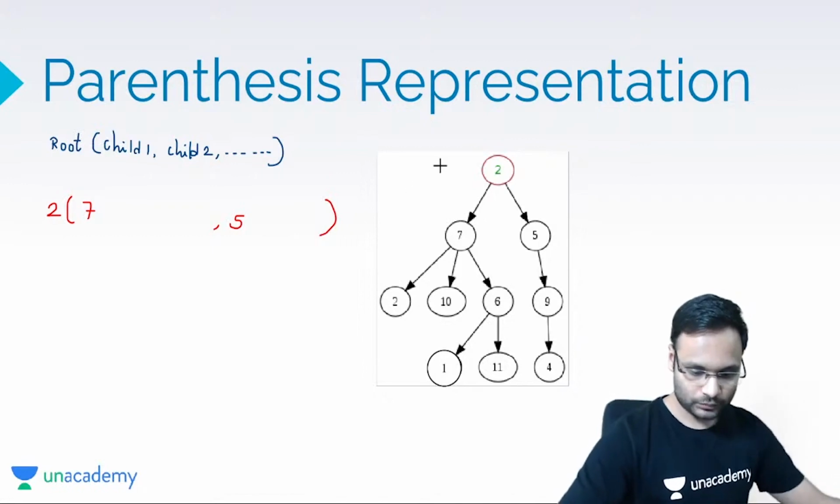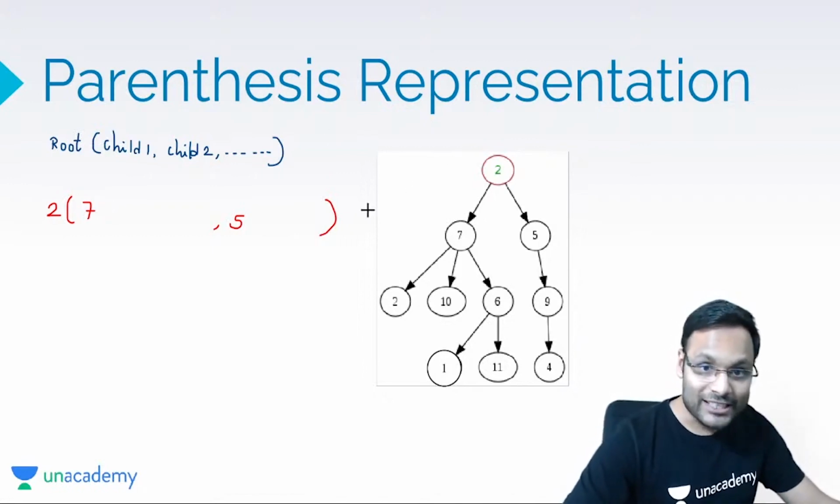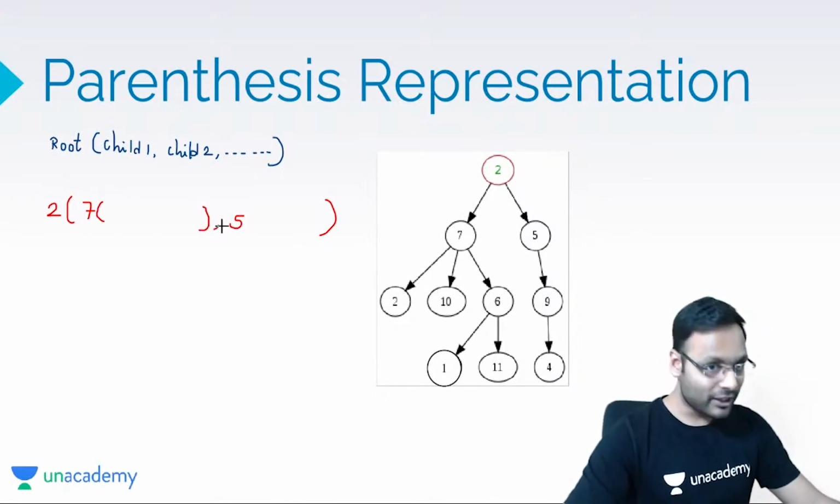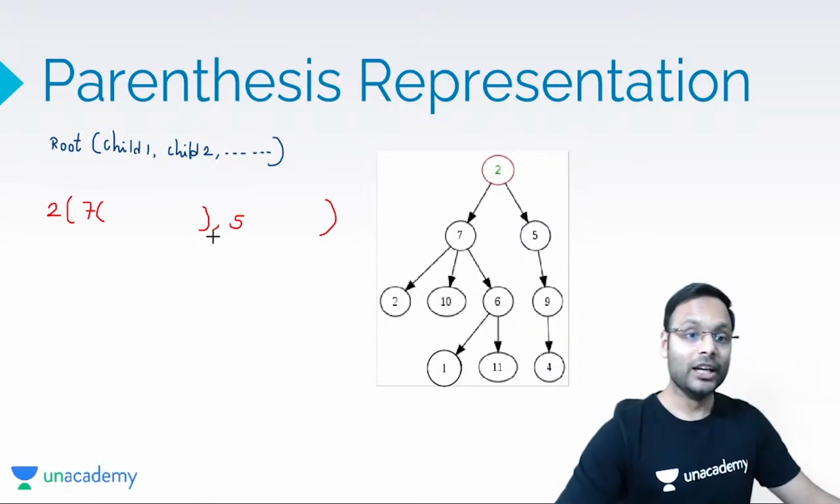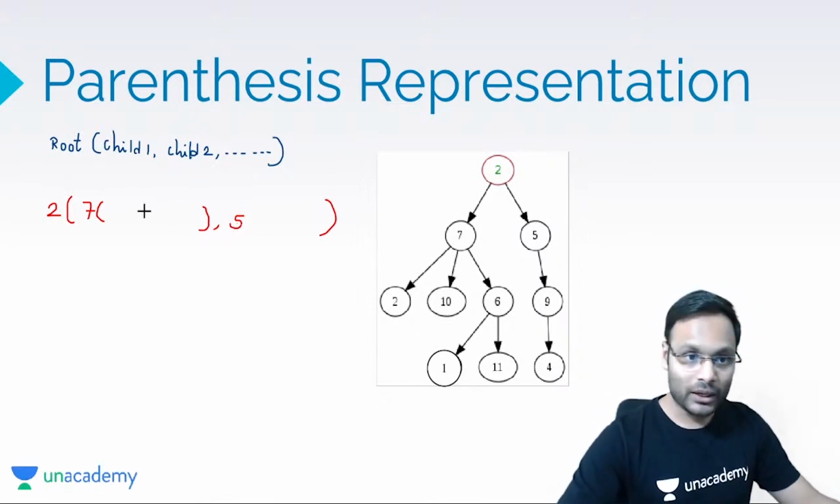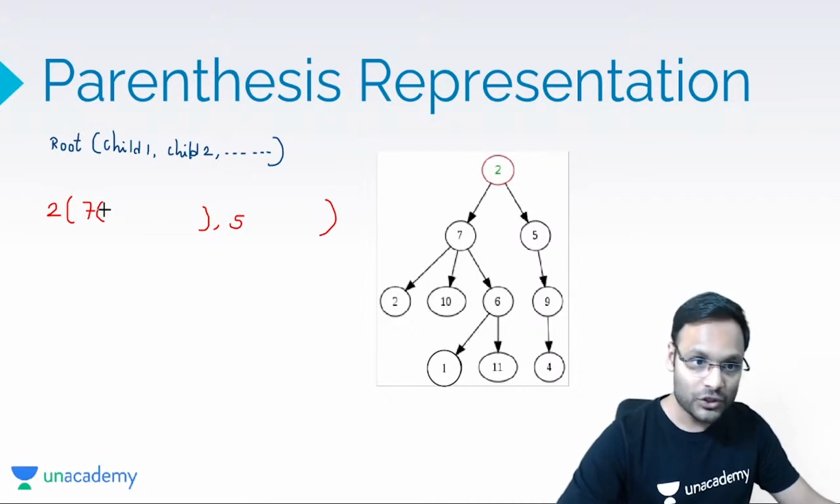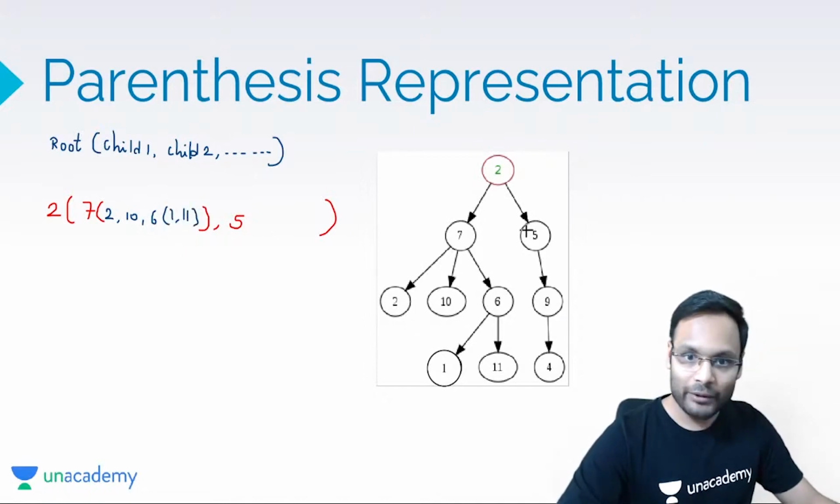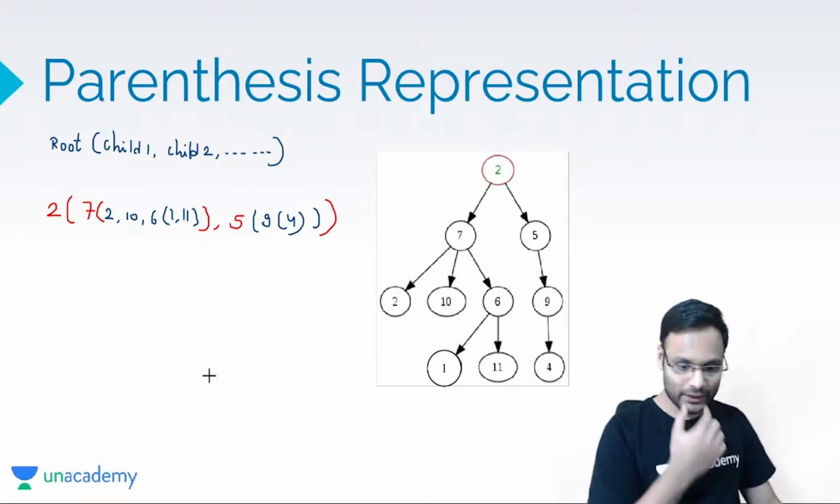Okay, so after 7, which is having more children, I'll have to put its children in the bracket. After that I'll put the comma. The entire subtree will be written. After that I'll put the comma. So 7 is having 3 children, 2, 10 and 6. 6 is having 2 children, 1 and 11. 5 is having 1 child, 9, and 9 having 1 child, 4. Okay, all clear. Good.